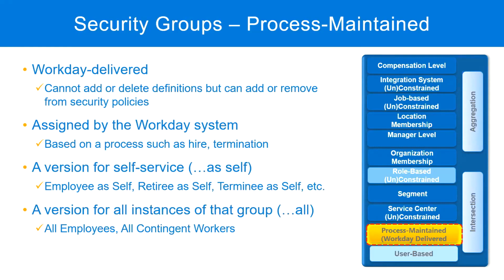Now what happens in a process-maintained security group? And what are the two types of process-maintained security groups? Two versions. One is a self-type. Examples are employee as self, contingent worker as self, retiree as self, terminee as self, and so on. And the other is a version which says all instances of that group. For example, all employees, all contingent workers, all retirees, all terminees, etc. So that is the other version of the process-maintained security group.